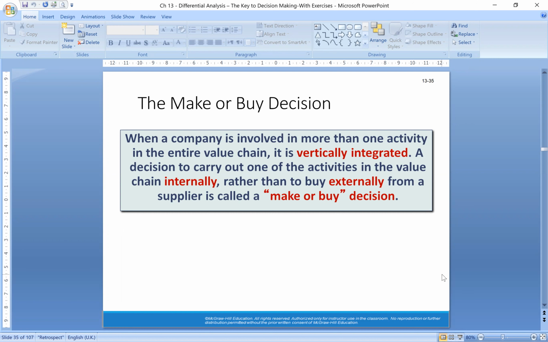Let's say about the bottle of water. Most likely, if you read what is written on the bottle, it says that this is exported from X company, from outside the company. So why don't they make it internally? Because they definitely calculate what is the cost of making and what is the cost of buying, rather than buying it externally from a supplier. This is called the make or buy decision.